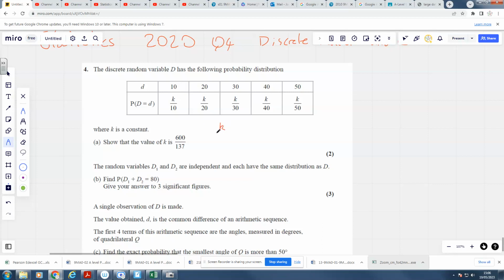So we know that k over 10 plus k over 20 plus k over 30 plus k over 40 plus k over 50, and they're really annoying numbers here, should equal 1. So we need to add all of these together. Probably the easiest way would be to take k out and add all of those up like that. And you can do this on a calculator naturally.